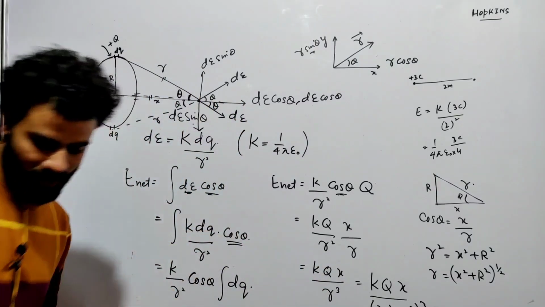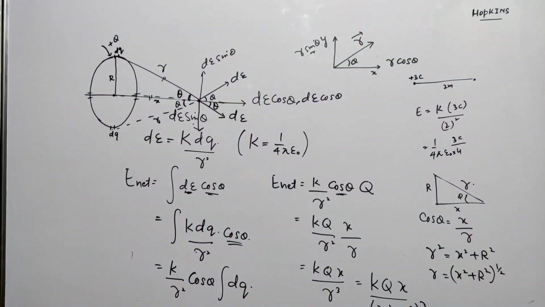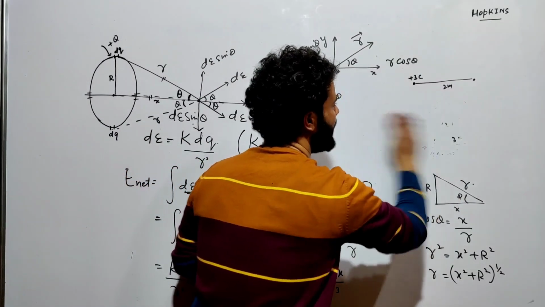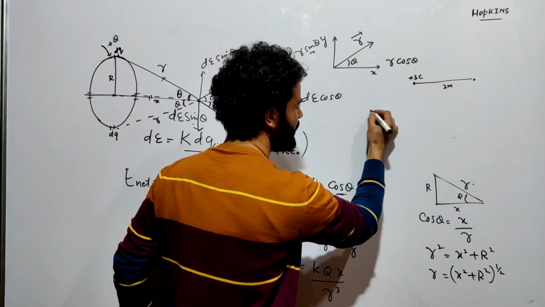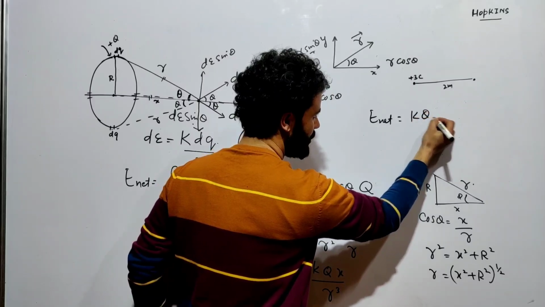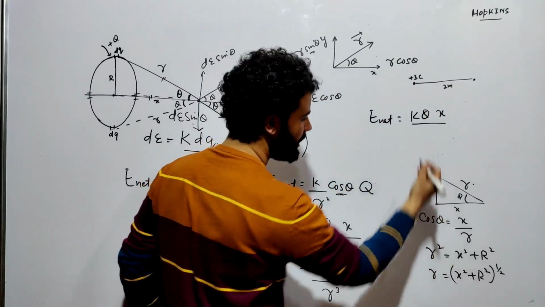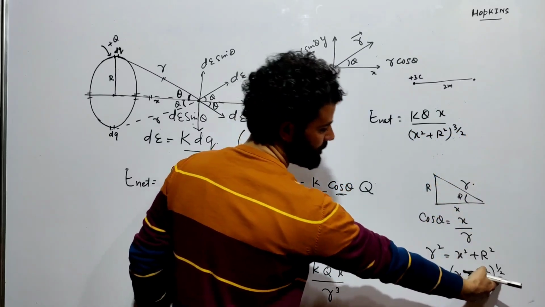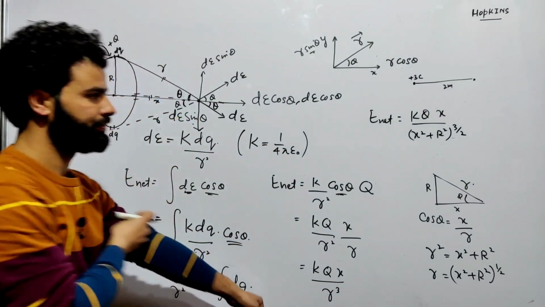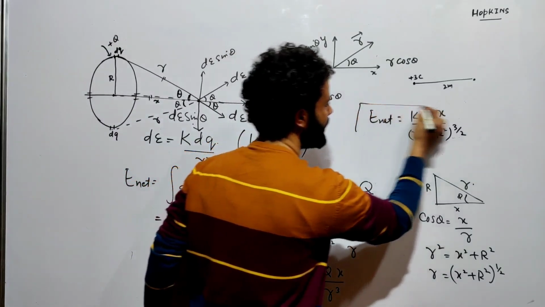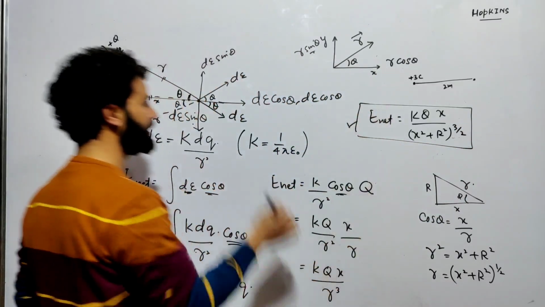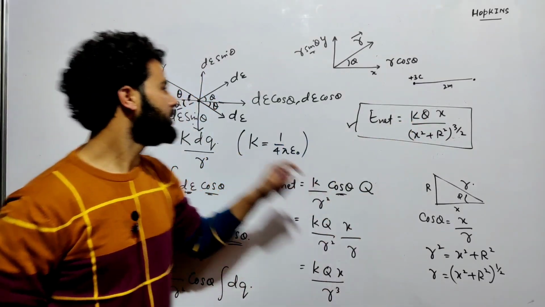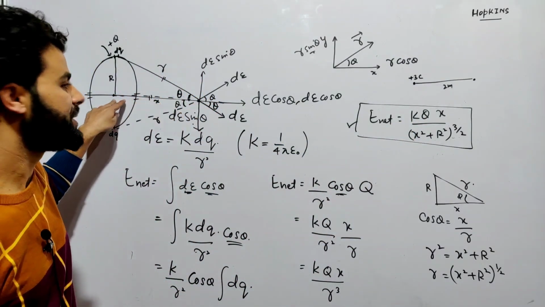Let me check whether it is visible from here or not. So it is not that visible. I would write it here. Okay, E net would be given as k q x divided by, replacing r here, x square plus R square to the power 3 by 2. It was 1 by 2 here, and because we had already 3 here. So this is the final result. This is the final result of the net electric field at this point due to some circular charged ring having total charge of q, and this point is at a distance of x from the center.